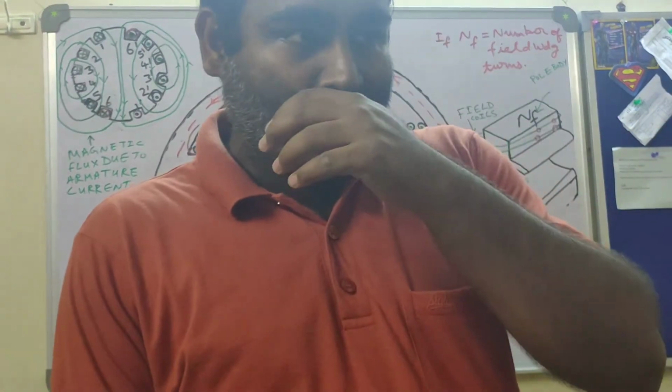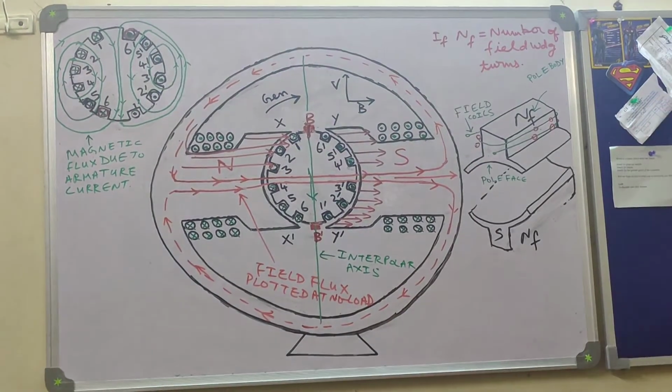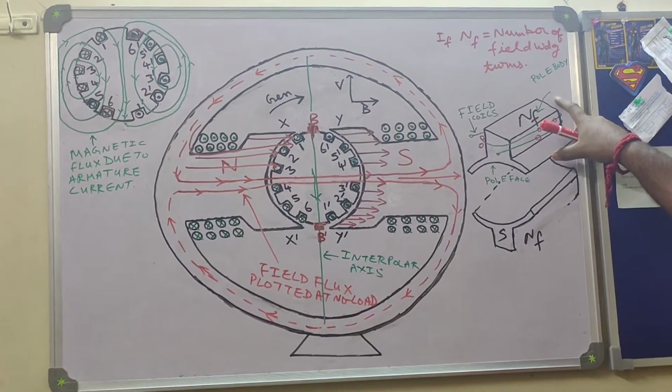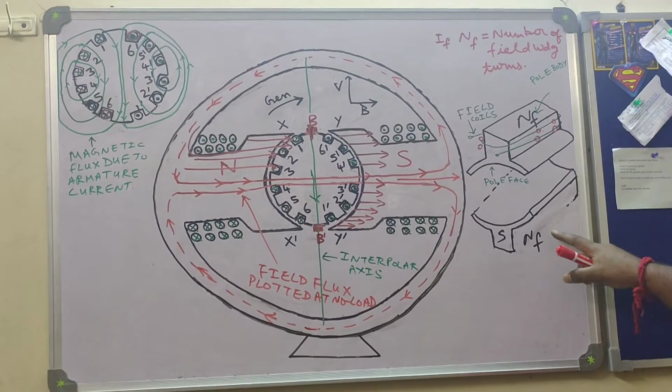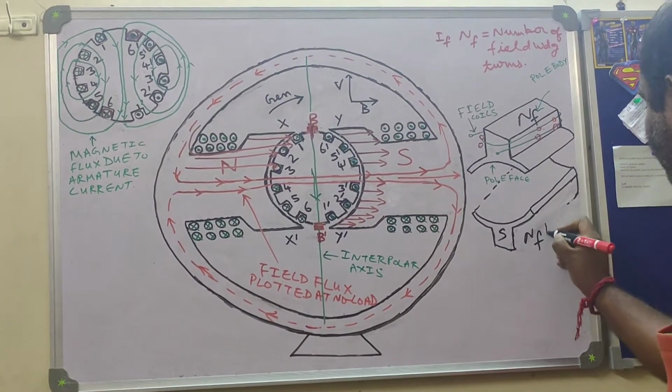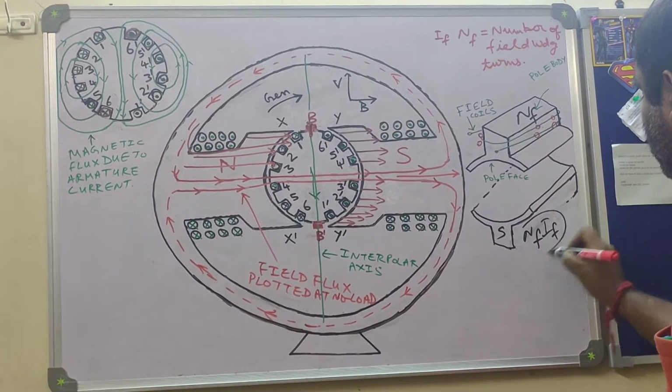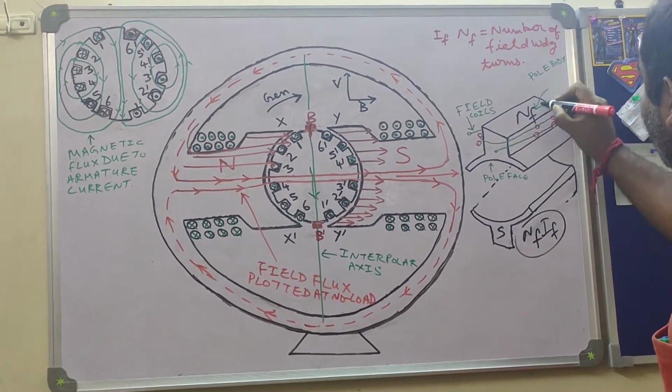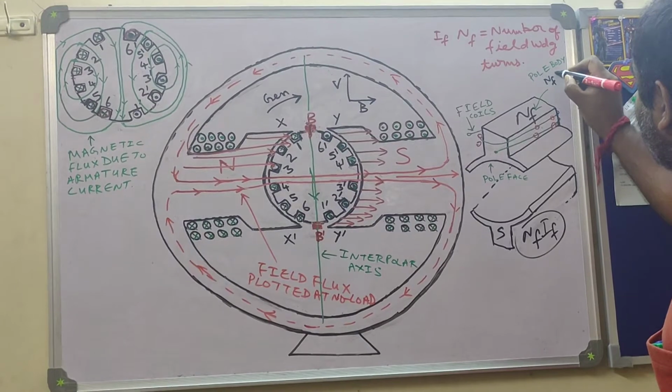Okay. So this has to be kept in mind that NF into IF will be the field MMF of the north pole, and likewise NF into IF will be the field MMF of the south pole also. So NF IF is the MMF of the south pole, likewise NF IF is also the MMF of the north pole.